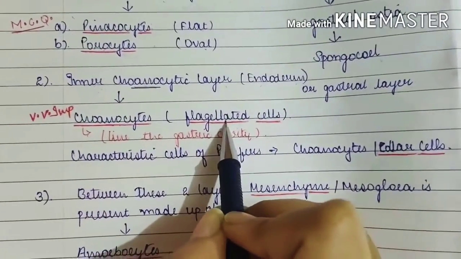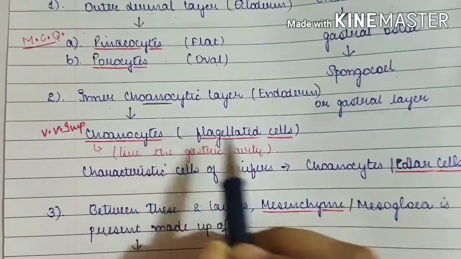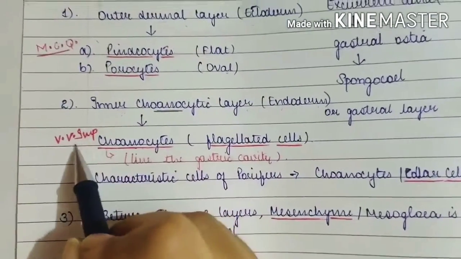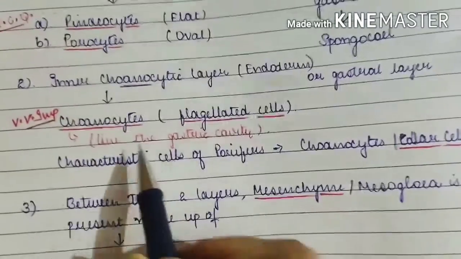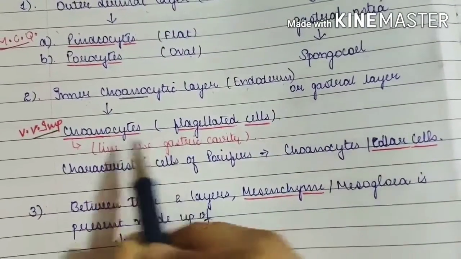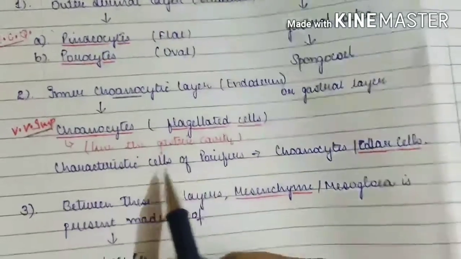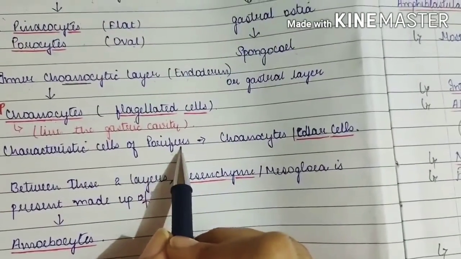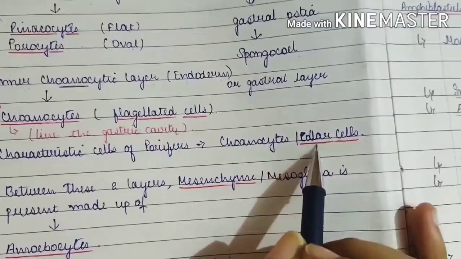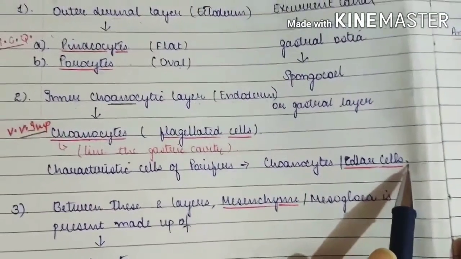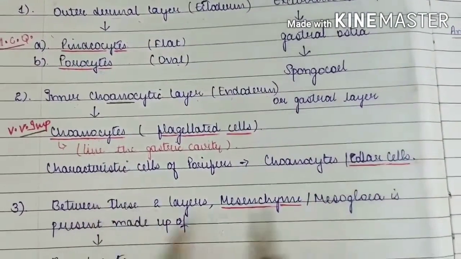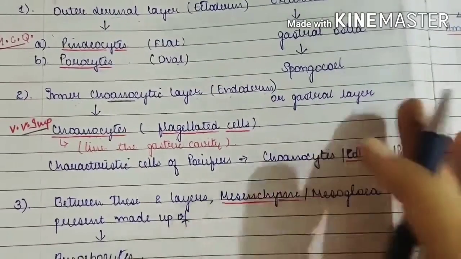These are flagellated cells. Conocytes are the flagellated cells, which is a very important MCQ. They line the gastric cavity. Conocytes line the gastric cavity of the sponges. The characteristic cells of the porifera are the conocytes, which are also known as the collar cells.